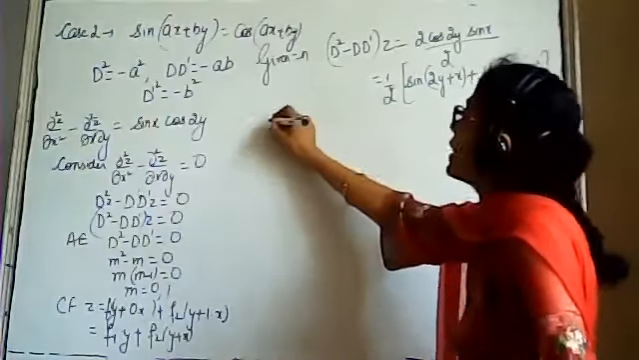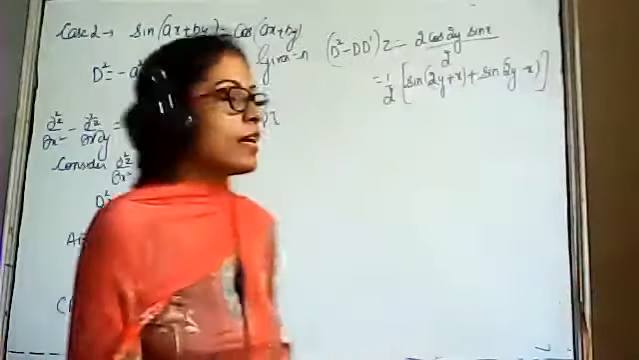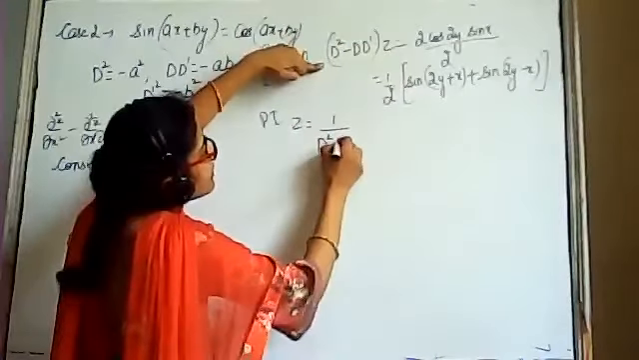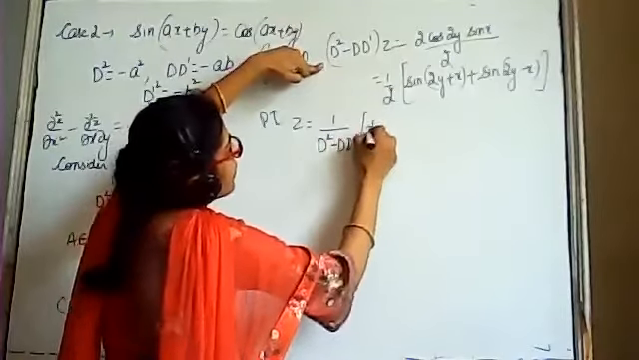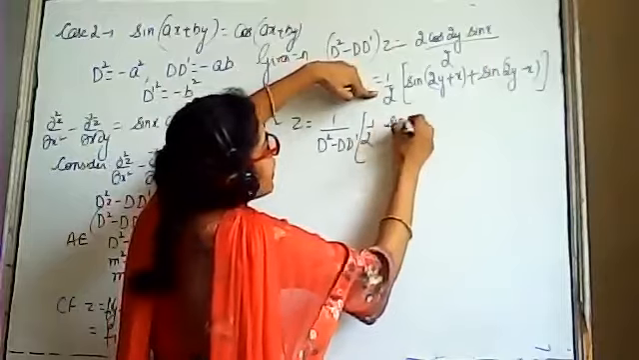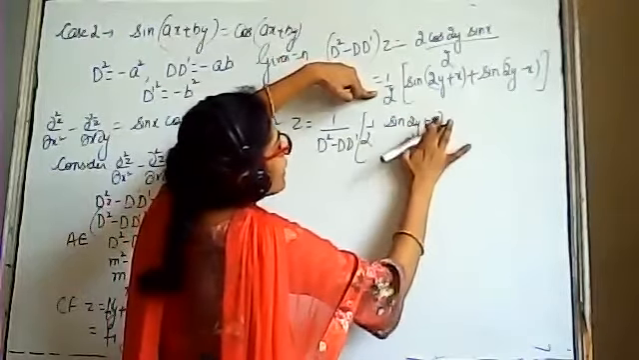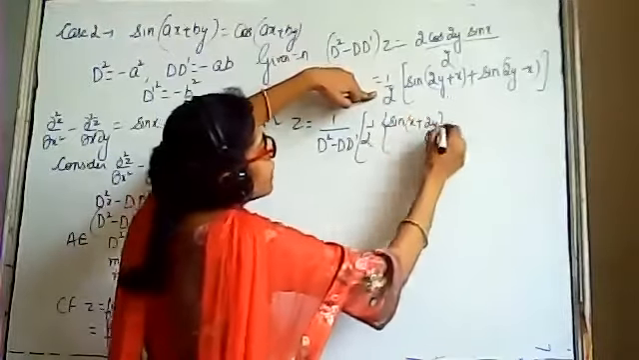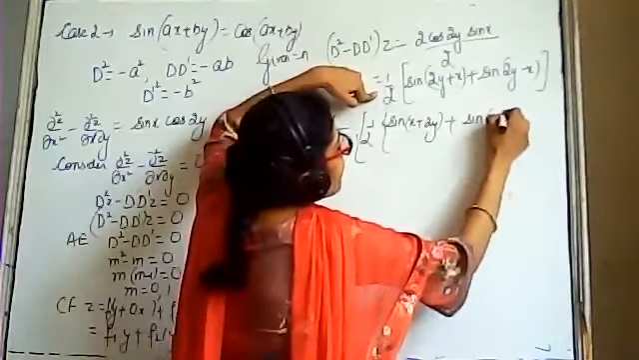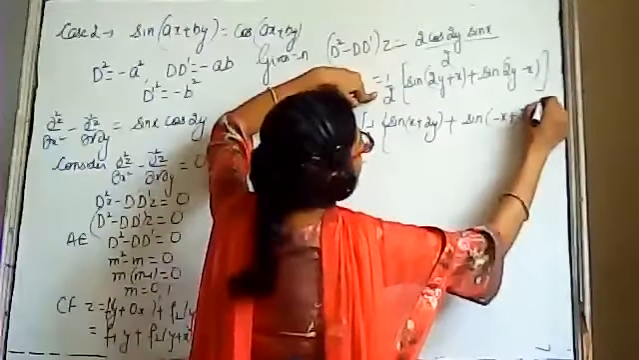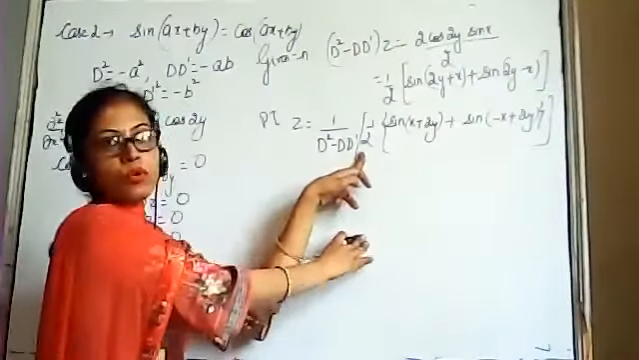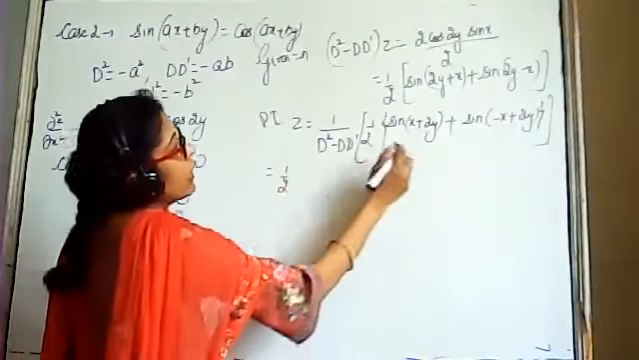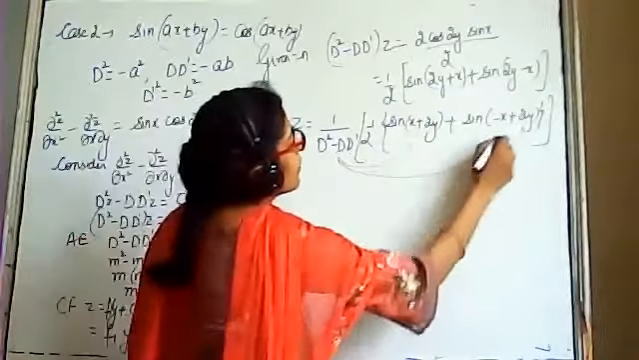After that, for finding the particular integral के लिए क्या करना हमने? Take the coefficient of z on the right hand side. This is (D² minus DD') into, this term will remain as it is, sin(2y plus x), or it can be written as x plus 2y. ठीक है? sin(x plus 2y) plus sin(minus x plus 2y). This 1 upon 2 is constant. It can be taken outside the differential. This is 1 upon 2. Now we can separate the term.